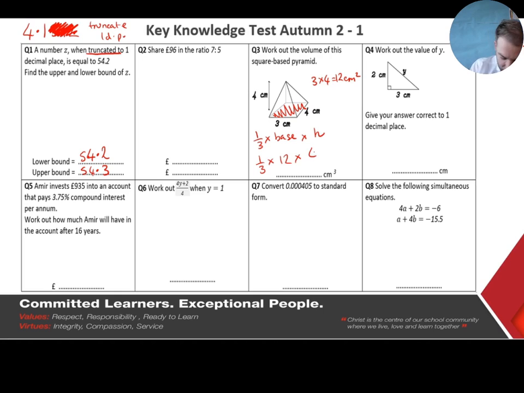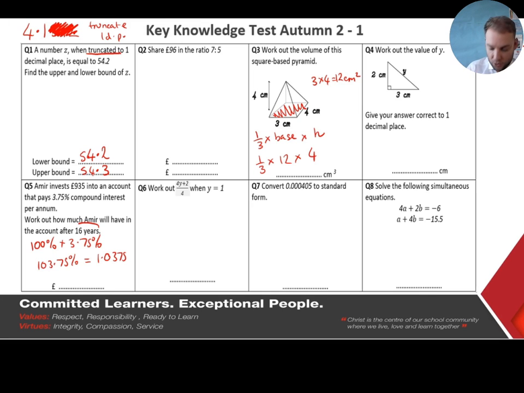Brilliant. I might as well just quickly have a look at this one. Compound interest, only because it comes up so regularly. Because it's an increase, I'm just going to tell you what the starting point is. So it's 100% plus 3.75%, which is 103.75%, which as a multiplier is going to be 1.0375. And then because it's over 16 years, I'm going to need to do that to the power of 16.